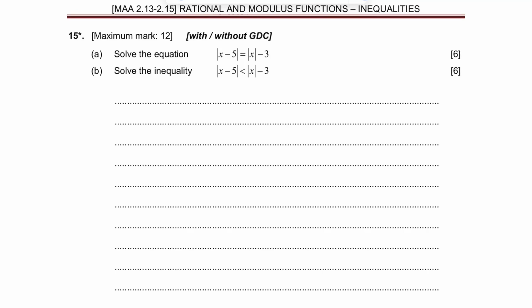So this is part 2 video for the rational and modulus functions inequalities. Now the first question is absolute value of x minus 5 equals absolute value of x minus 3. So we have the roots as 0 for this one and 5 for this one. So these are going to be the roots.